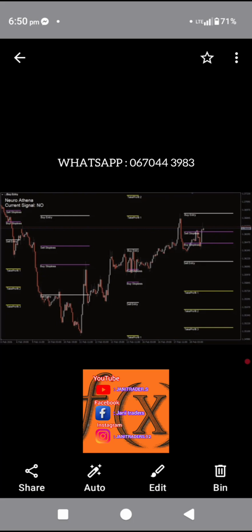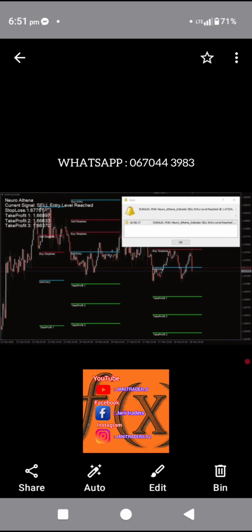So it's one of the best, guys. We have what we call the zone to zone indicator. It does all the work for you. It analyzes the market, gives you the sell signal and the take profits. It does everything for you.